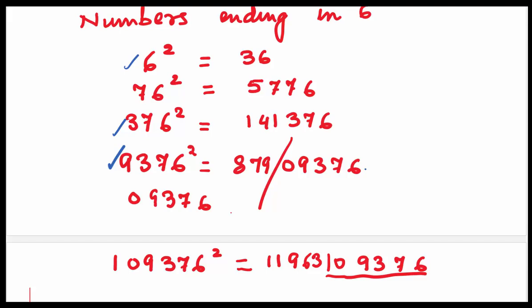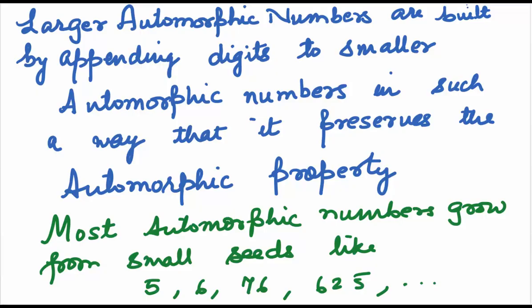So far, we were prefixing numbers, like we added 7, then we added 3, 9 to the given automorphic numbers. What if you drop 879? We will get 09376. Now add 1 to that. Prefix 1 and square it. We will get 11936, 109376. You get again an automorphic number. Larger automorphic numbers are built by appending digits to smaller automorphic numbers in such a way that it preserves the automorphic property. Most automorphic numbers grow from small seeds like 5, 6, 76, 625, etc.